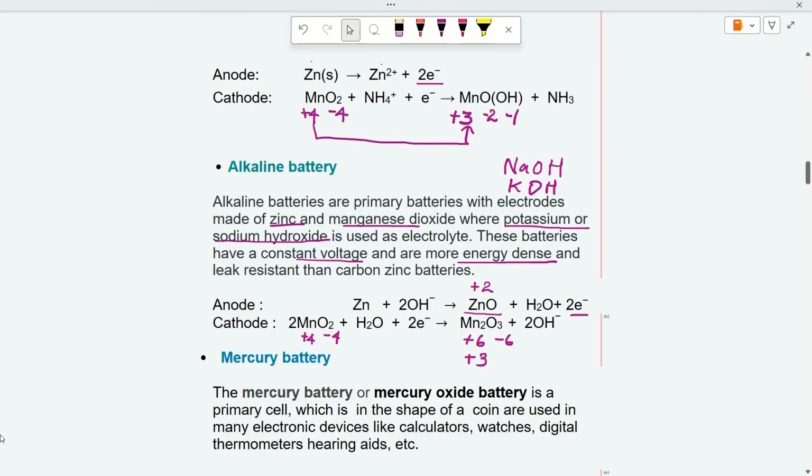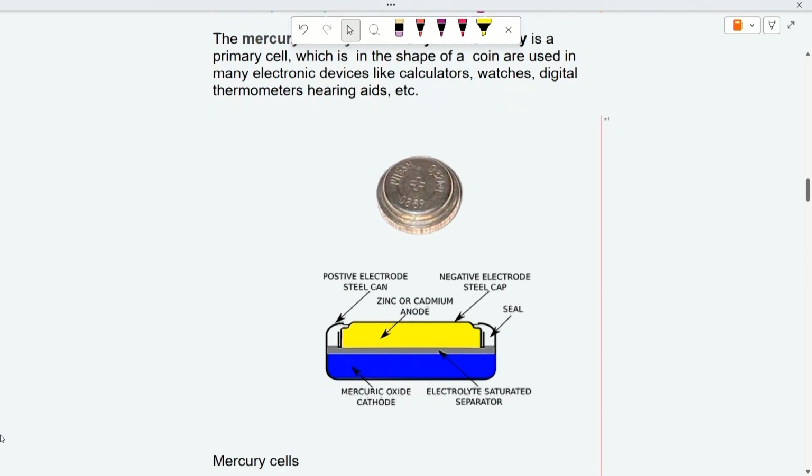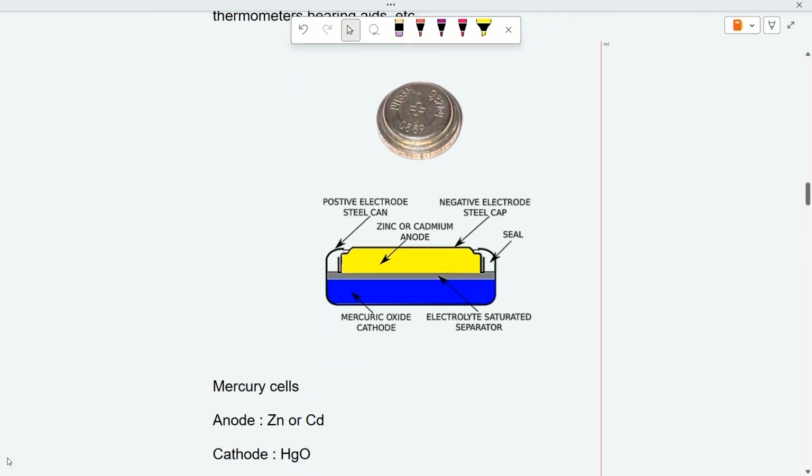You have seen that in calculators and watches we are using these mercury batteries, and also in some hearing aids and some digital thermometers and all those things. So, mercury battery or mercury oxide battery is a primary cell which is in the shape of a coin and is used in many electronic devices like calculators, watches, digital thermometers and hearing aids. See, just go through the picture, you will be familiar with this type of batteries.